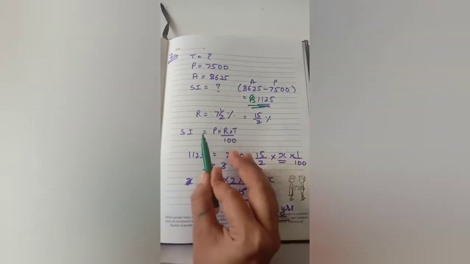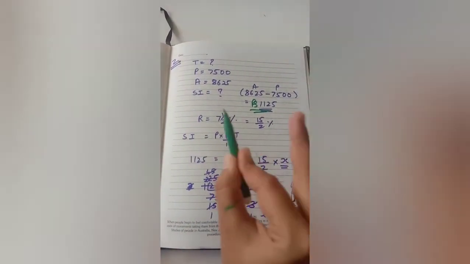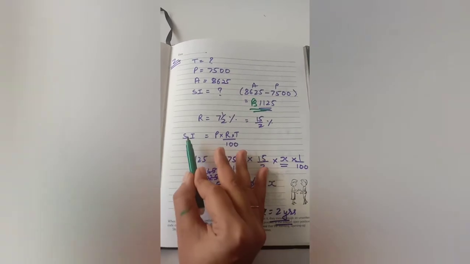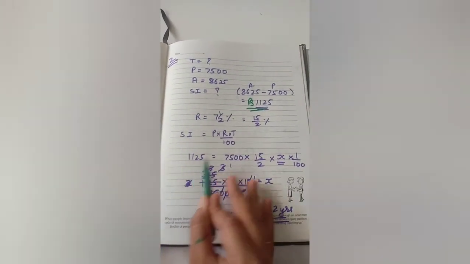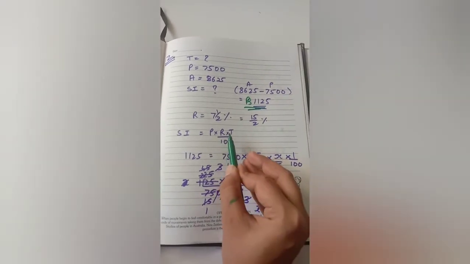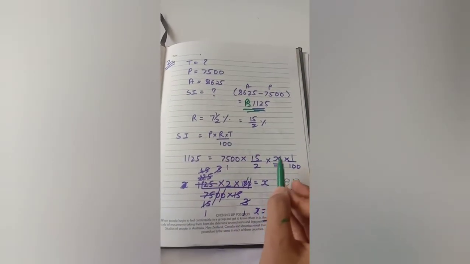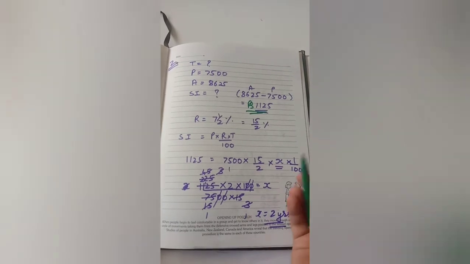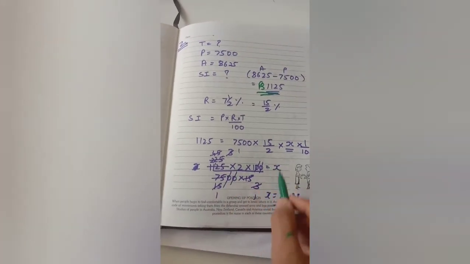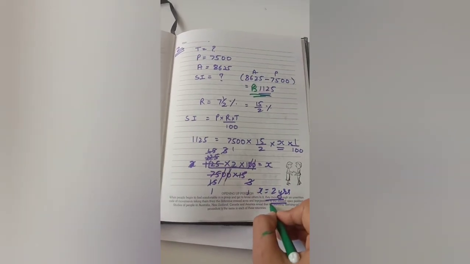Now by the simple formula, no need to learn additional formulas, SI is PRT upon 100. Whatever is given, you put the value. So simple interest is 1,125. Principal is 7,500. Rate is 15 upon 2. Time period is not mentioned, so we put it as X, and then into 1 upon 100, meaning upon 100. So that is it. When we cancel it by working, we get X is equal to 2 years.